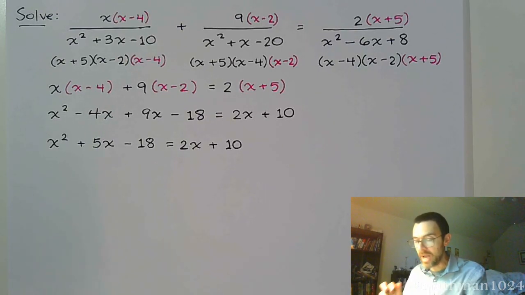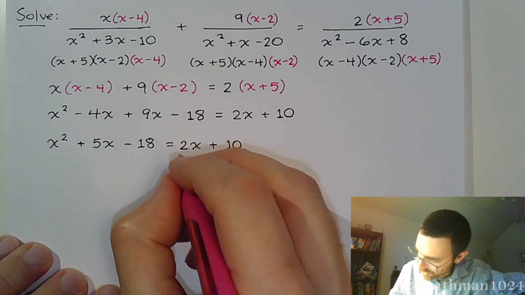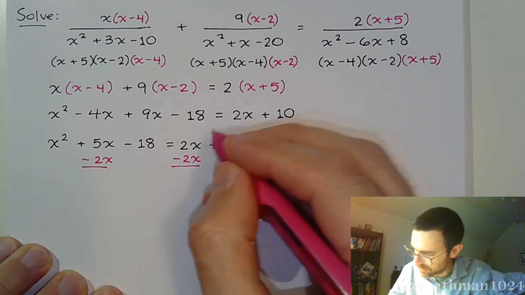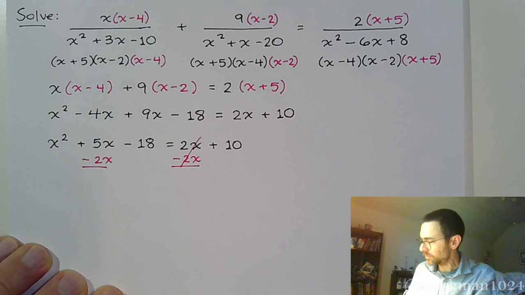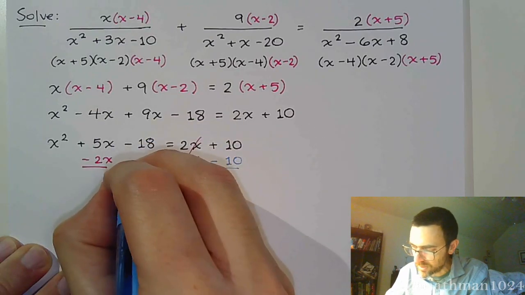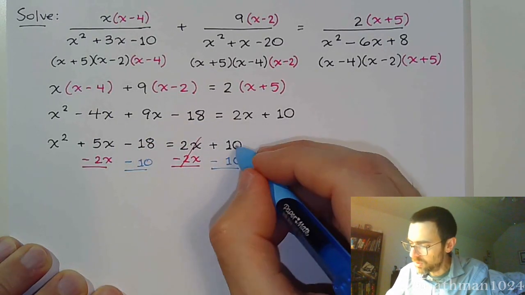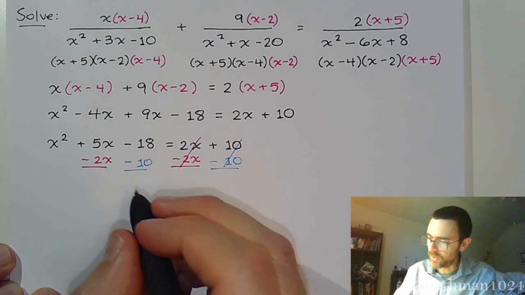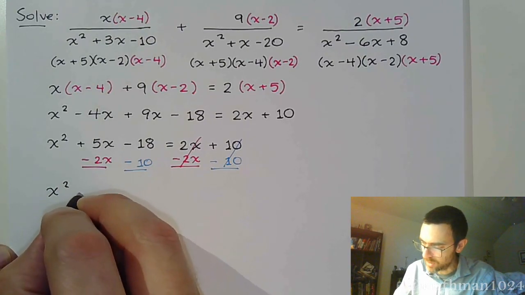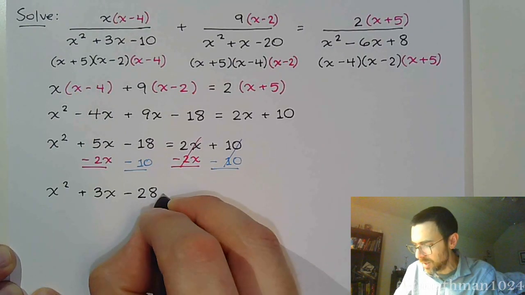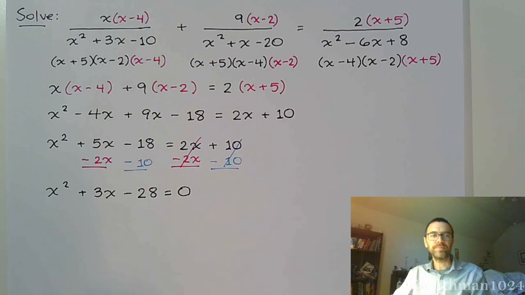All right. So now we're going to move those two terms over. So I want to subtract 2x on both sides, and I want to subtract 10 on both sides. So moving both of these terms from the right to the left so that I can use the zero factor theorem. All right, so that's 0 on the right over here. x squared plus 3x minus 28 is equal to 0. A nice, fairly simple trinomial for us to solve.